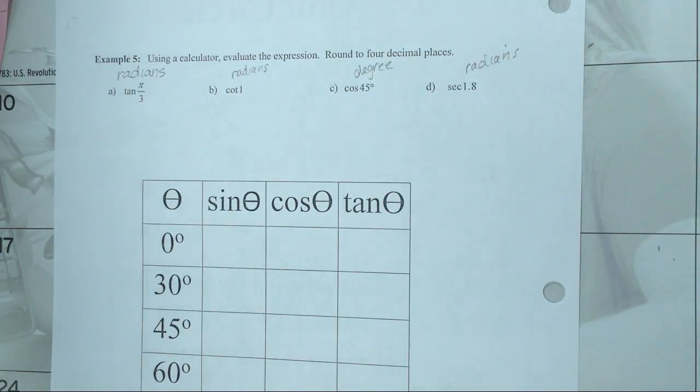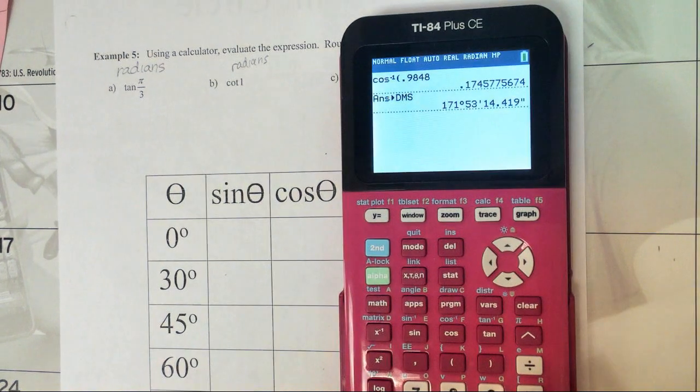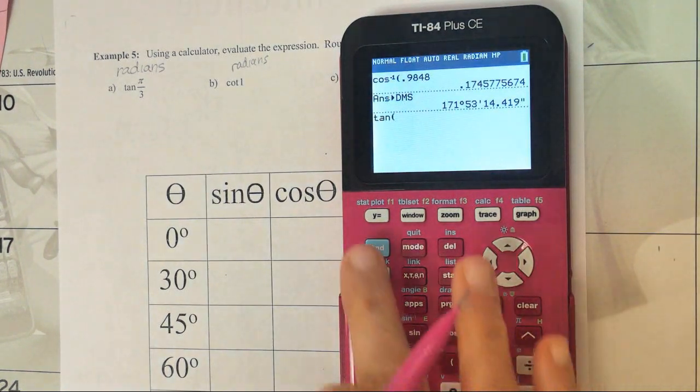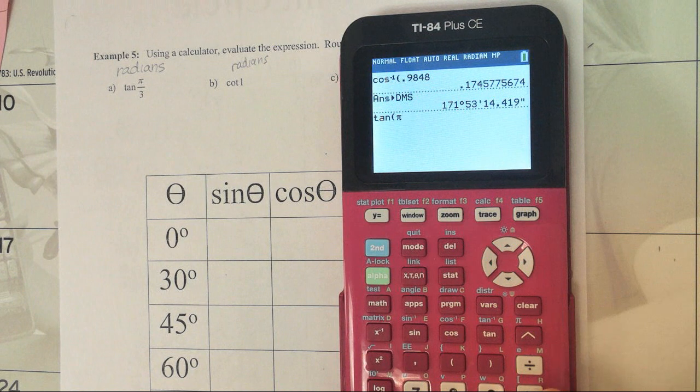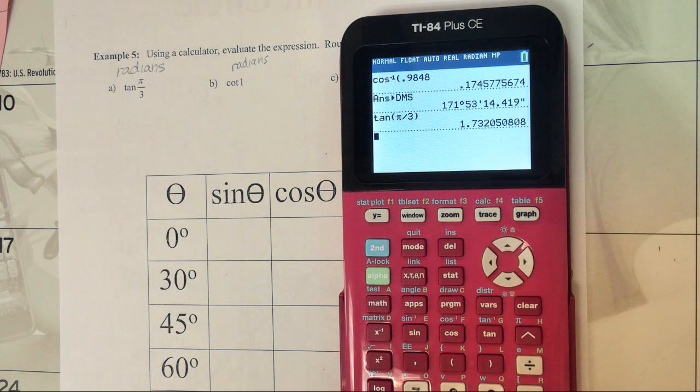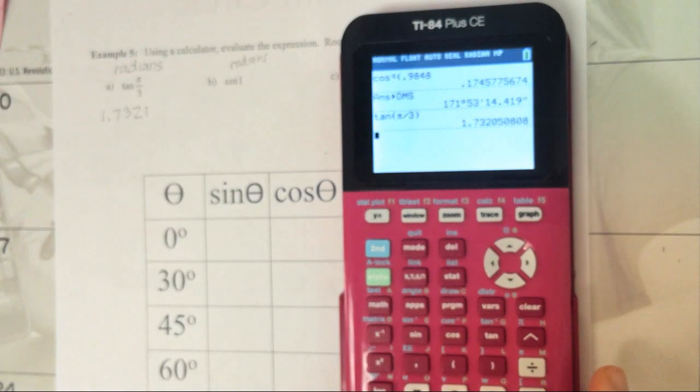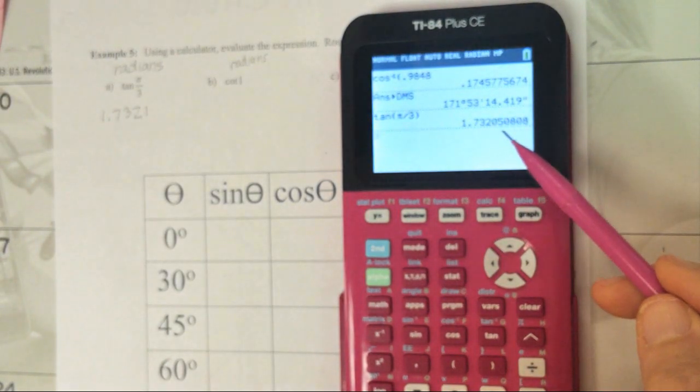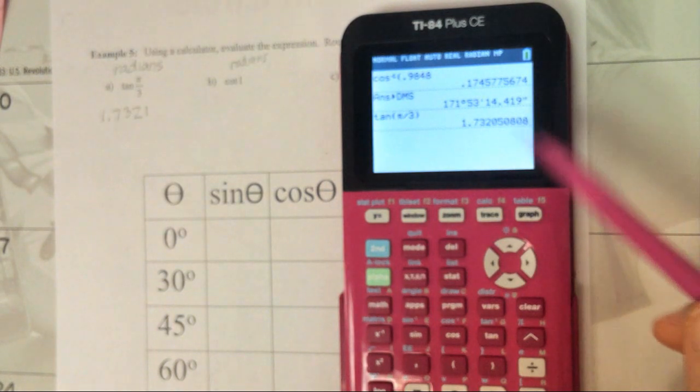So if I pull my calculator out here, turn it on, again, I'm going to make sure my mode is in radians for this one. So radians, I'm going to quit out, and then tangent pi divided by 3, enter. So that would be 1.7321. If I round to the nearest 4 decimal places, I have to look at that 5. The 5 tells me to round the 0 to 1.